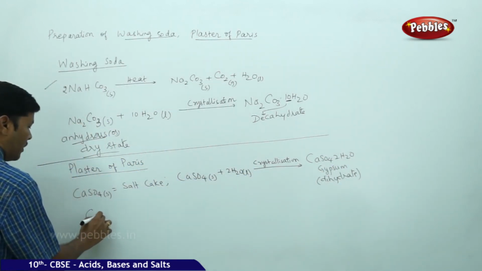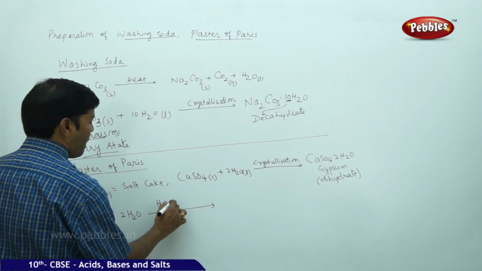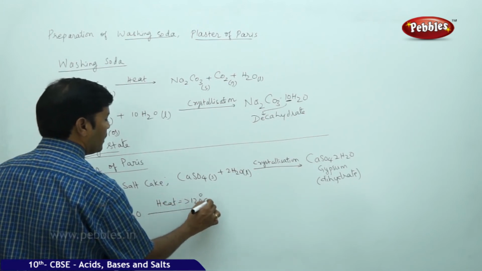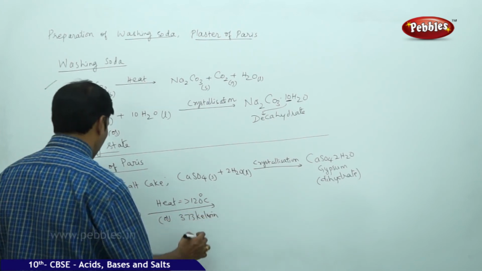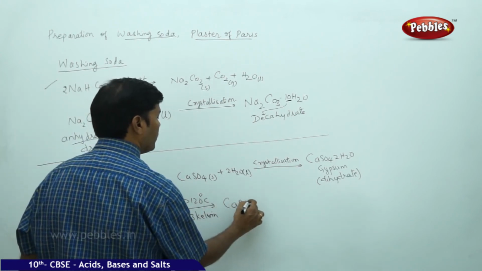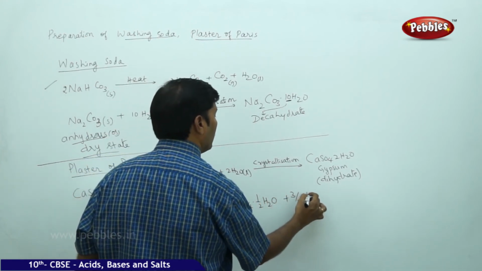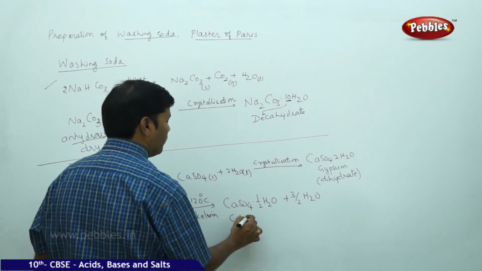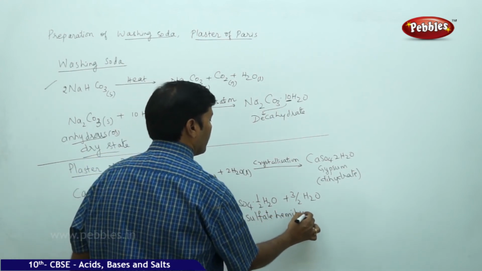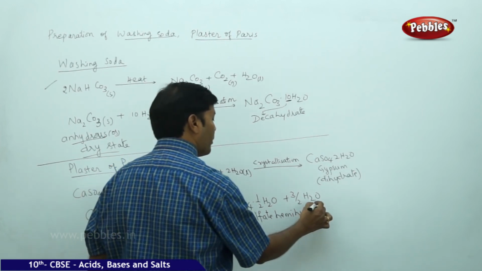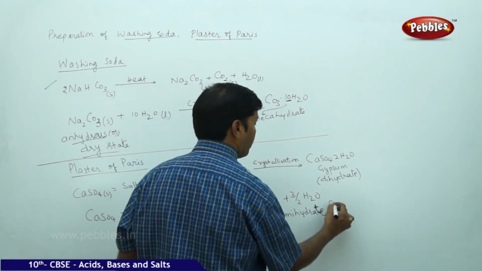So take calcium sulfate 2H2O, you heat to a temperature of greater than 120 degrees centigrade or simply 373 Kelvin temperature. If you heat, then it will lose 1.5 moles of water, calcium sulfate half H2O plus 3/2 moles of water. This is called calcium sulfate hemihydrate, and this is nothing but plaster of Paris.